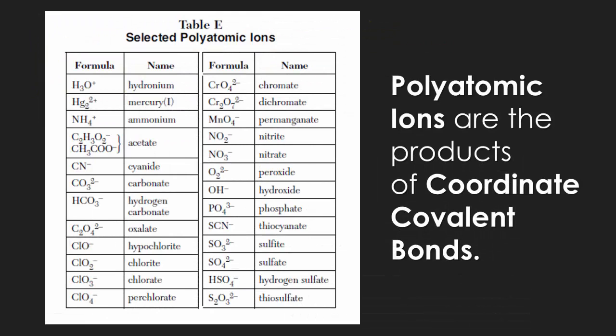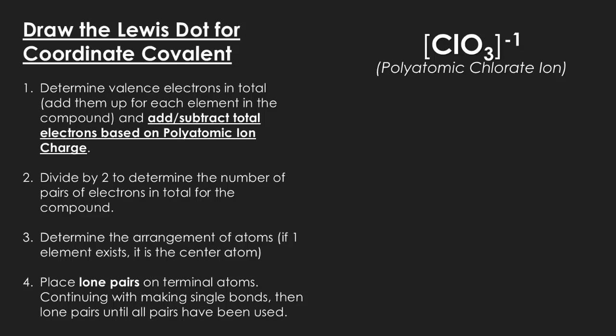Polyatomic ions are the products of coordinate covalent bonding. We have some that are positive, some that are negative. The charges will actually be used to determine how many valence electrons we have in total. If you have a positive number, that means you're going to be subtracting. And if you have a negative number, that means you're going to be adding to your total amount of valence electrons. So let's try this.